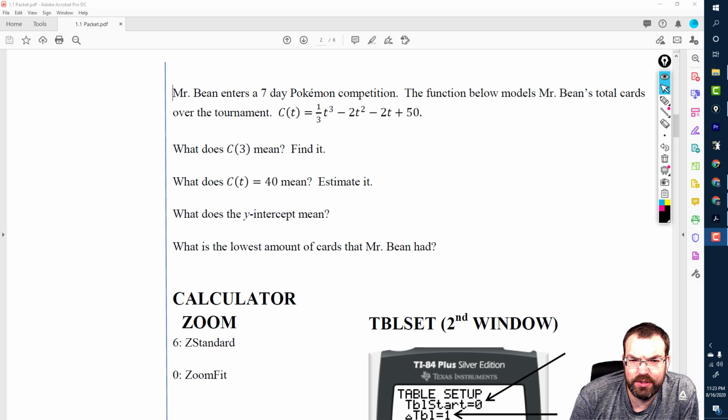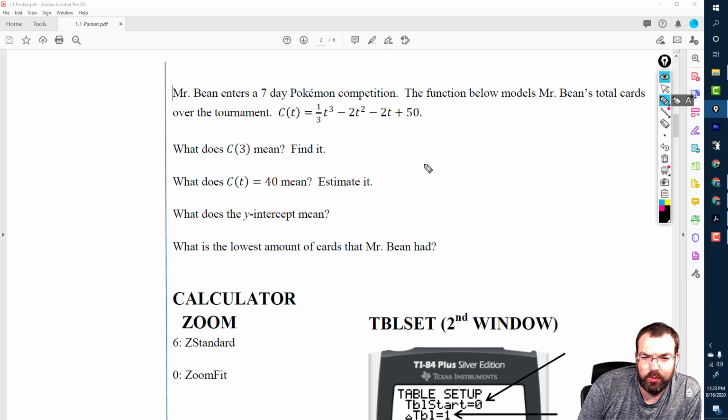Alright, ladies and gents, this is 1.1, the question in the notes that, if you don't have a TI-84 or any TI calculator, really can't be done without a different way of doing it. So we're going to talk about how to do this problem using Desmos. Okay, so we talked about it a little bit in class.